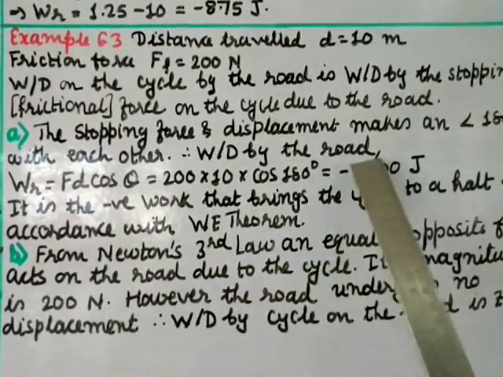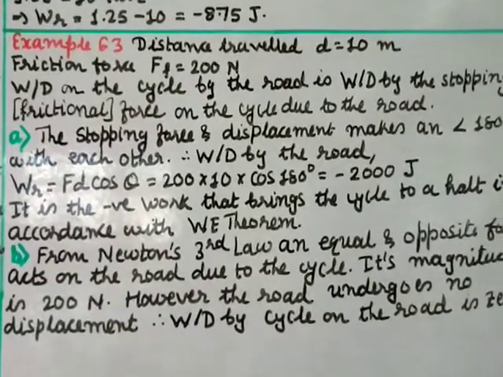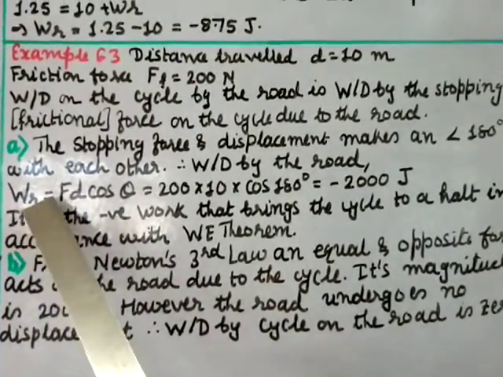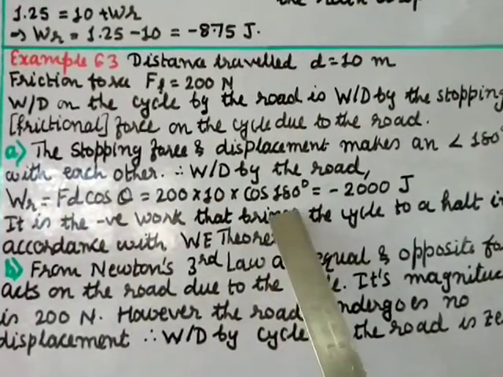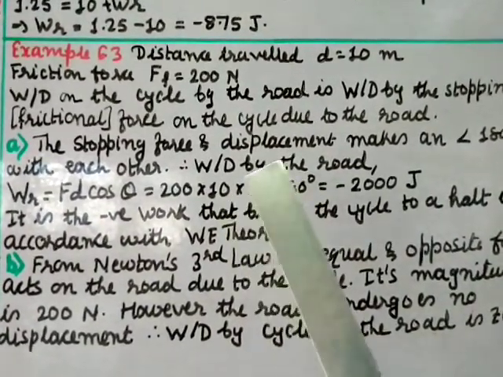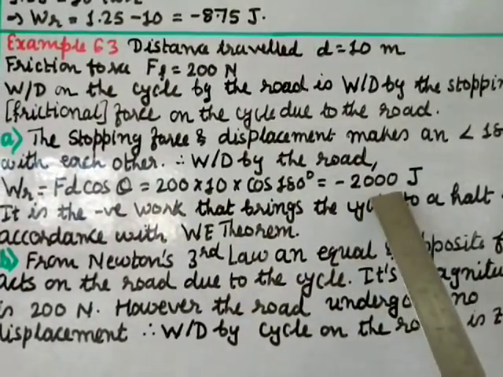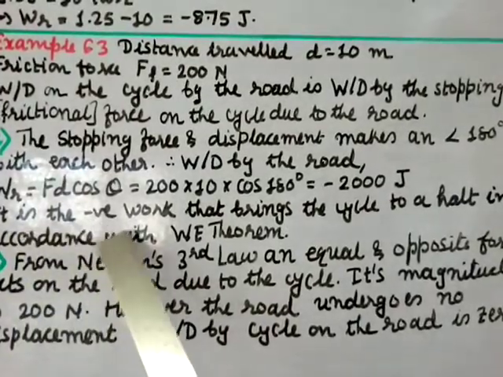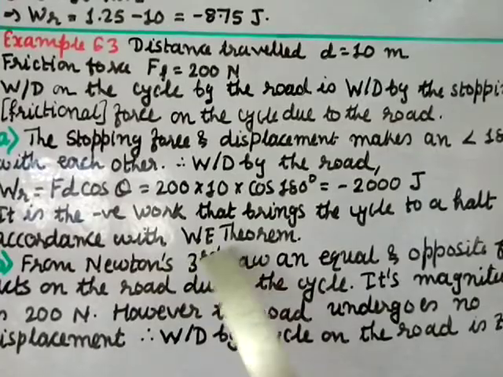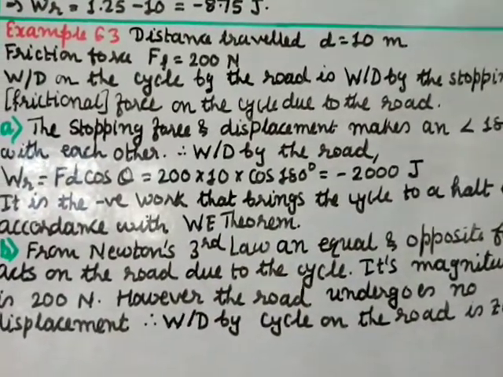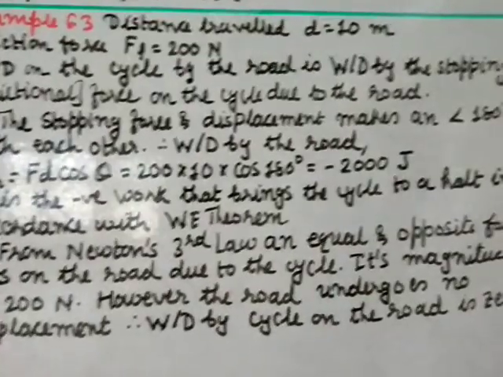Therefore the work done by the road is Wr = Fd cos theta. We are using the formula of F dot d, that is Fd cos theta. F is given as 200, d is 10, and theta is 180. Cos 180 is minus 1, so 200 times 10 gives minus 2000 joule. It is this negative work that brings the cycle to a halt, in accordance with the work energy theorem. So the negative work will stop the cycle.